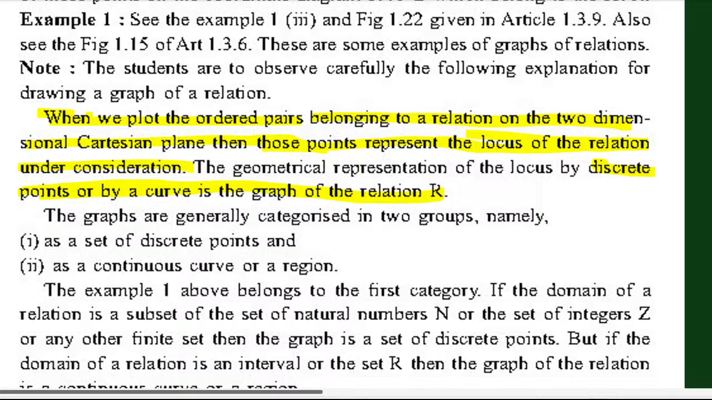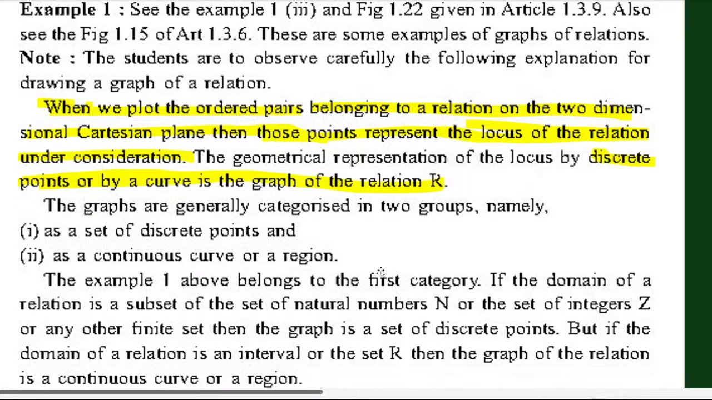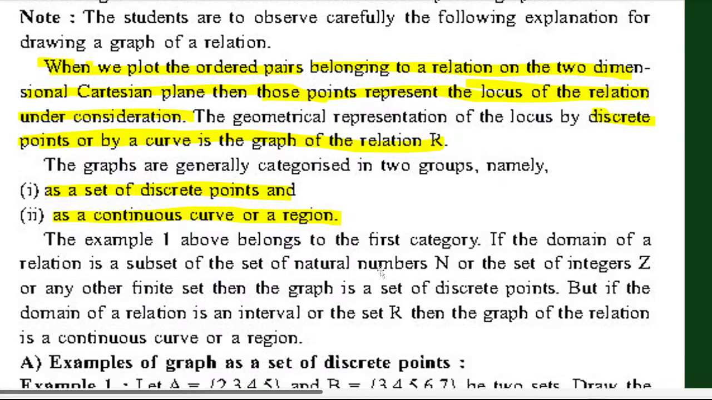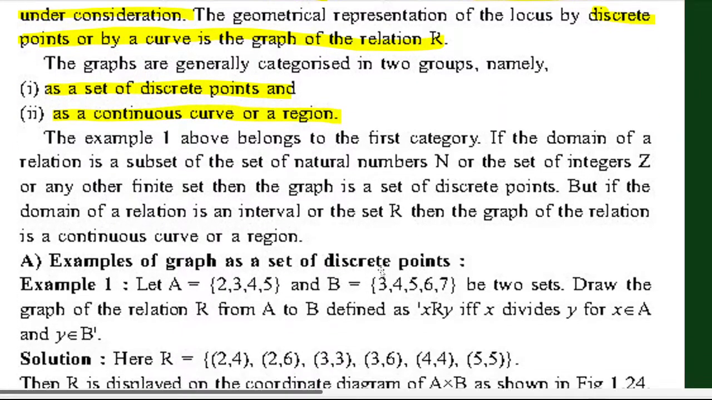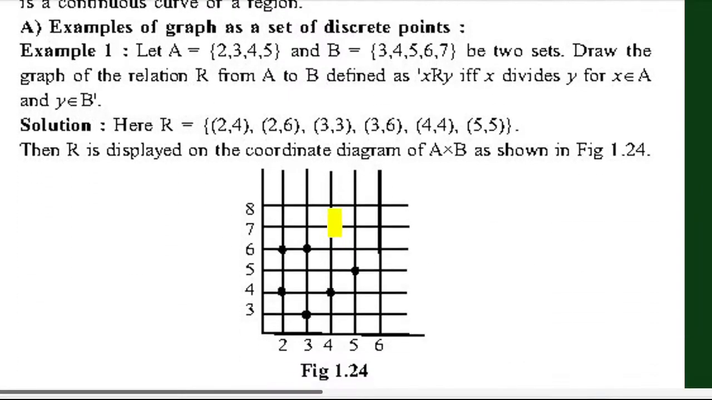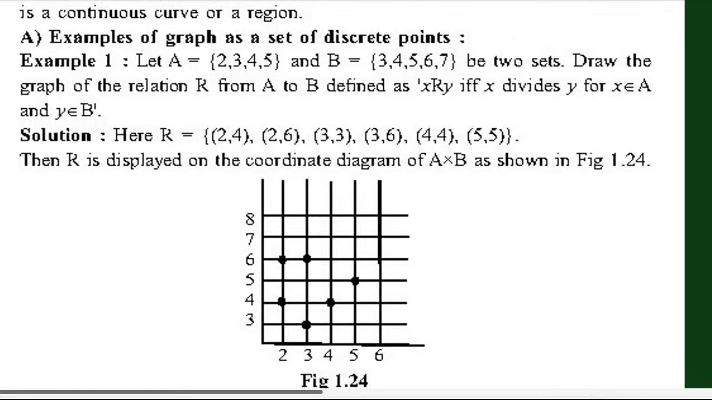These graphs can be categorized into two groups: one is a set of discrete points, and the other is a continuous curve or a region. So we will have two types of graphs. The first one is discrete points. You see, these are the discrete points. It is not continuous.